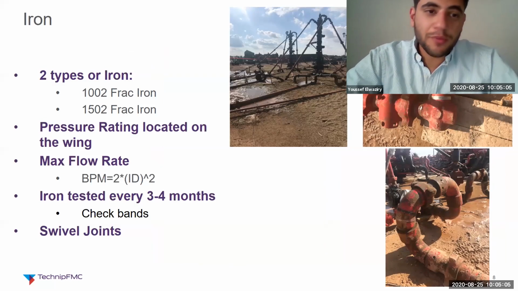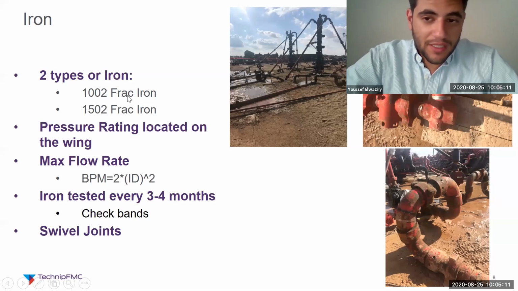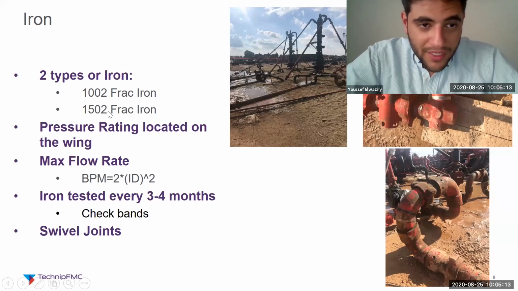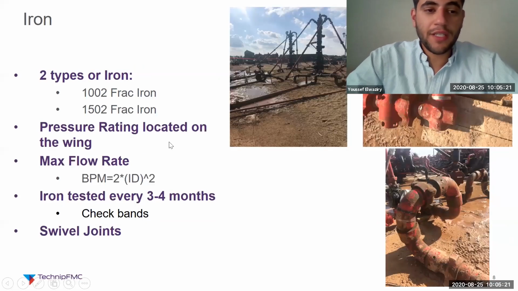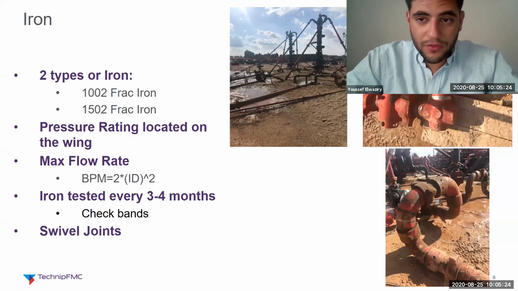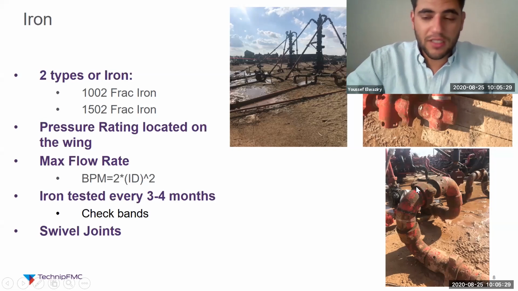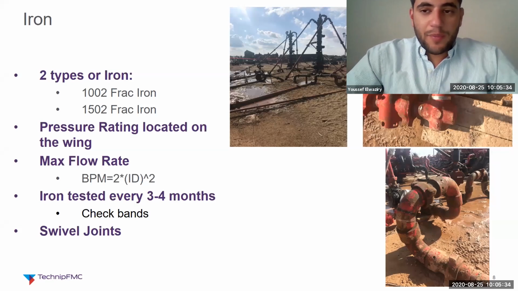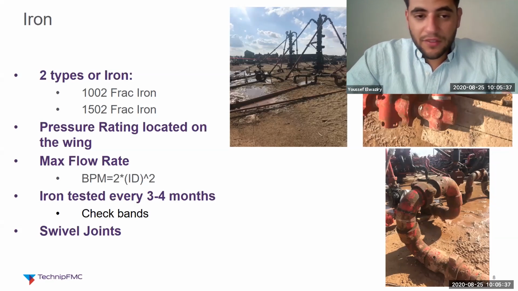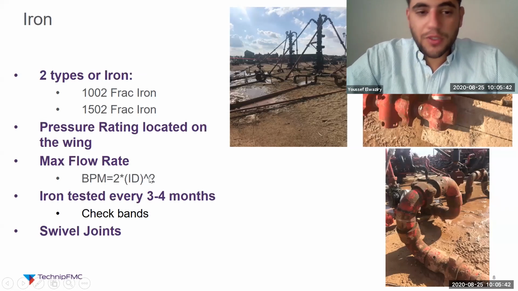Depending on the pressure, you might see 1002 iron or 1502 iron. 1002 iron is for 10,000 psi. 1502 is for 15,000 psi. Usually the pressure rating is on the wing of the valve. So this is a wing. This is what we call a wing. It's on the wing of the iron. And every piece of iron has a maximum flow rate that can flow through it. The barrels per minute is 2 times the ID squared, the inner ID squared.